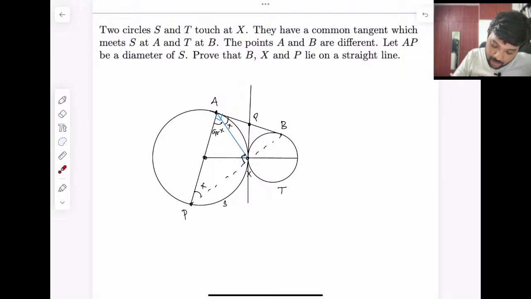So if you apply it here, you'll see that these two are equal in length. These two are equal in length, but tangents drawn from a point are equal in length. X and A are both tangents. So these three are equal in length. Now we know the famous configuration, right? If you have three lengths equal like this, this is 90. So we're done.